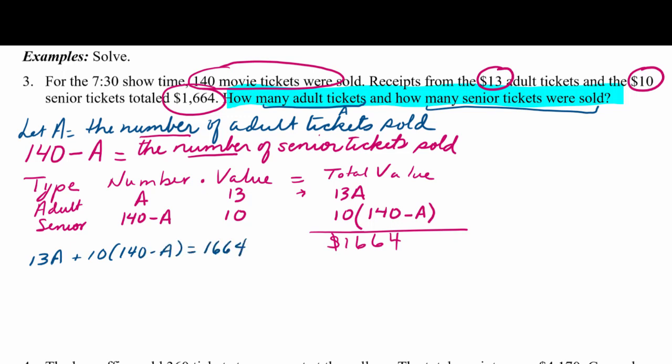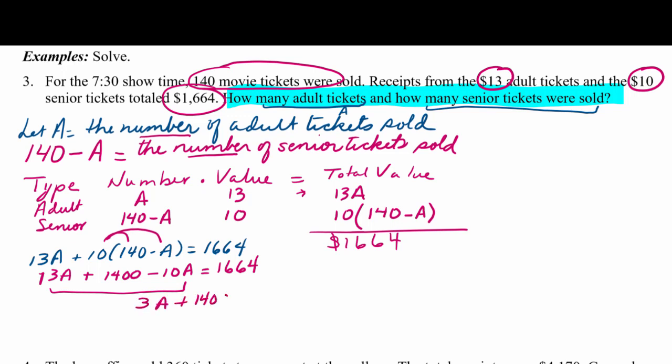In our first step, if you're saying distribute, you're absolutely right. We're going to distribute that 10. So we have 13A. Here we have 1,400 minus 10A equals 1,664. And we've got some like terms here. The 13A with the minus 10A is a 3A plus 1,400 equals 1,664. And we're going to subtract the 1,400. And so we have 3A equals 264. And then we're going to divide by 3.